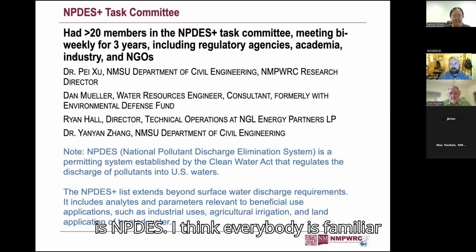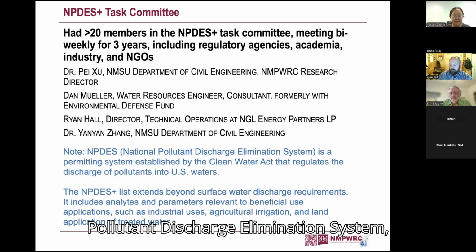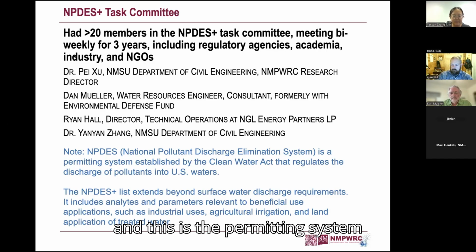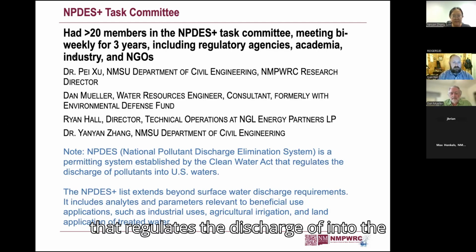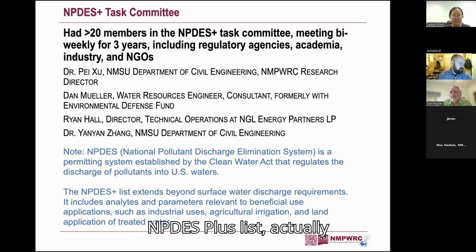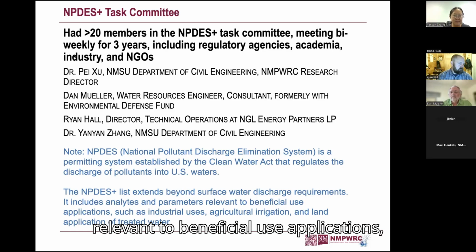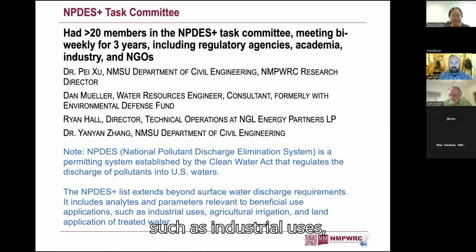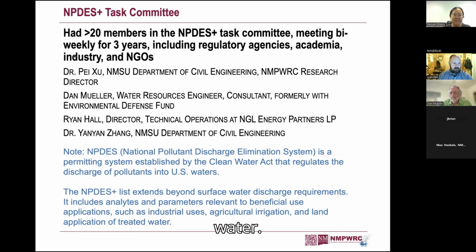I think everybody is familiar with it. This is the National Pollutant Discharge Elimination System, the permitting system established by the Clean Water Act that regulates the discharge of pollutants into U.S. waters. And the list, which we call the NPDES Plus list, actually extends beyond the surface water discharge requirements. It includes the analytes and parameters relevant to beneficial use applications, such as industrial uses, agricultural irrigation, and land applications for the treated water.